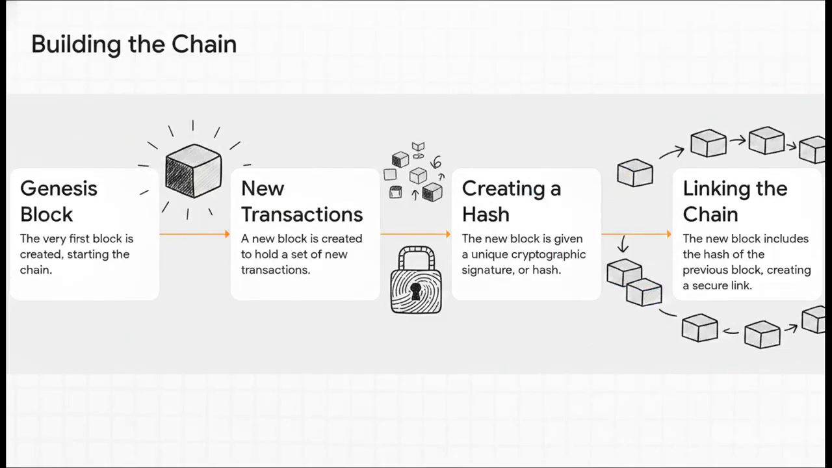It's actually a really elegant process when you think about it. It all kicks off with what's called the genesis block. That's the very first one in the chain. Then, as new transactions happen, they get bundled together into a new block. That new block gets its own unique, basically tamper-proof digital fingerprint, which we call a hash. And here's the real magic. It also contains the hash of the block right before it, literally chaining them together forever.